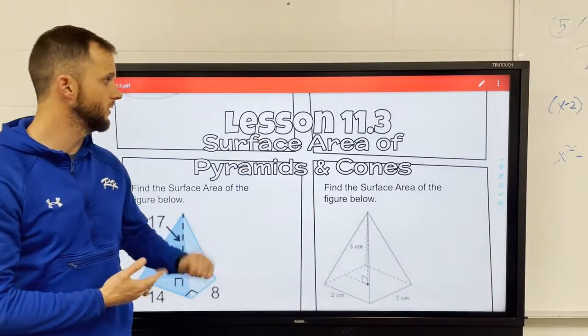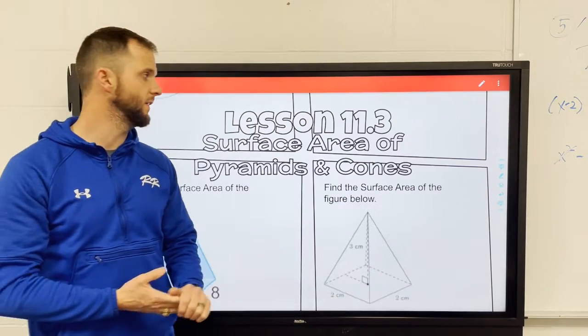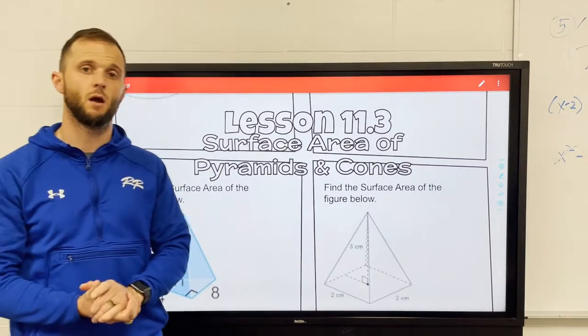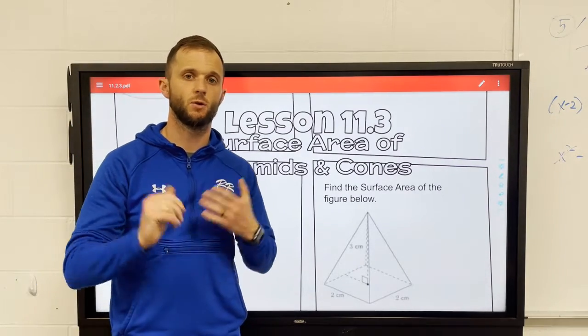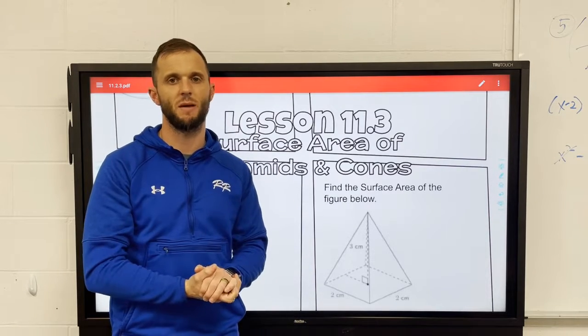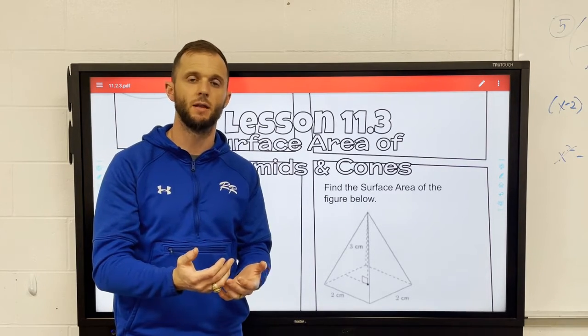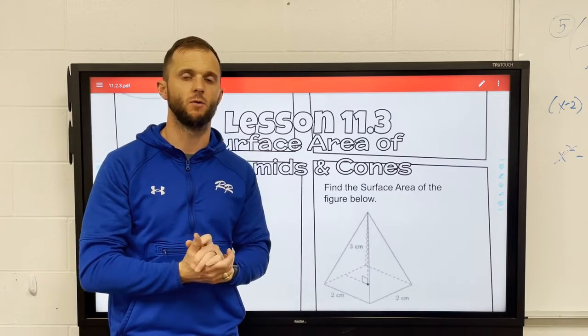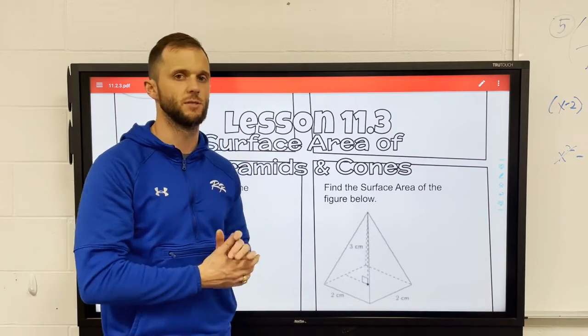So today we're moving into 11.3, which is finding the surface area of pyramids and cones. So remember, we're finding the surface area, meaning all of the area of all the faces that the shape has, everything on the outside of it, and we're finding the area of that and putting it together into a formula, okay? So let's jump into it.